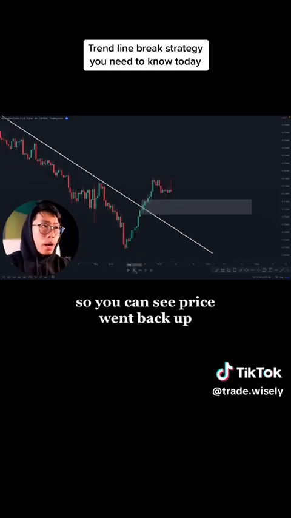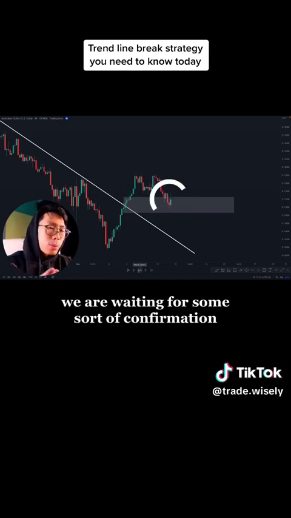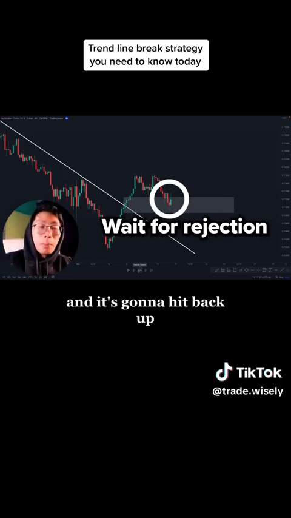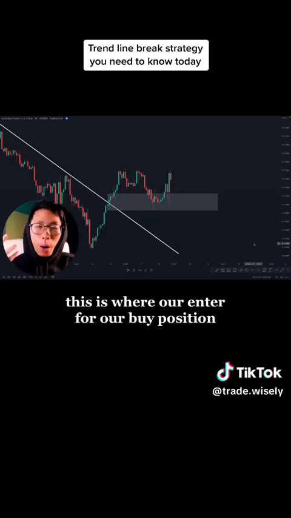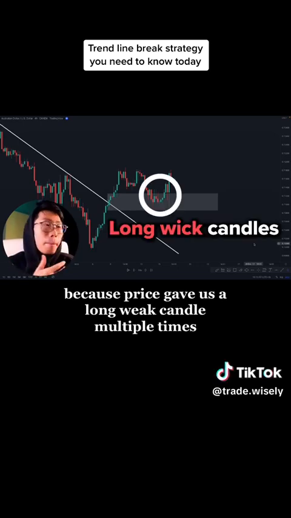So you can see price went back up, and then we can see right now it's coming back down. Okay, once it came back down to this rectangle area, we are waiting for some sort of confirmation that tells us that price is rejecting this little box and it's gonna head back up. That is when we enter for the trade. At this point in time, this is where I will enter for our buy position, because price gave us a long wick candle multiple times.